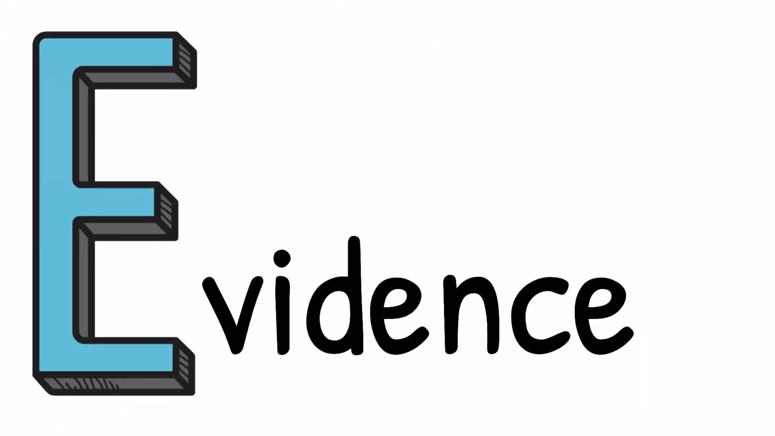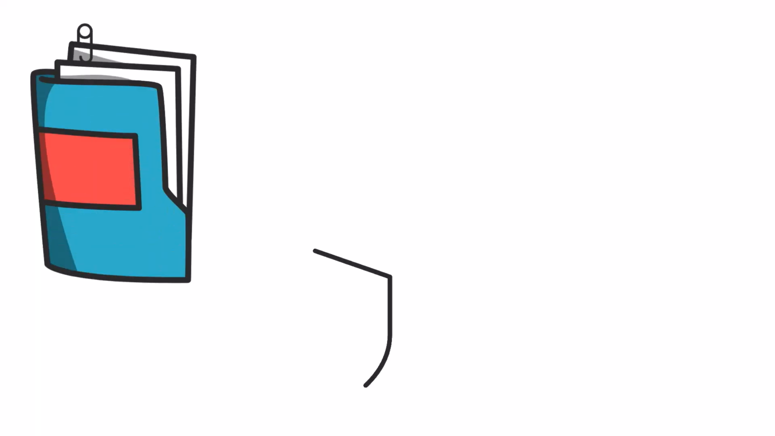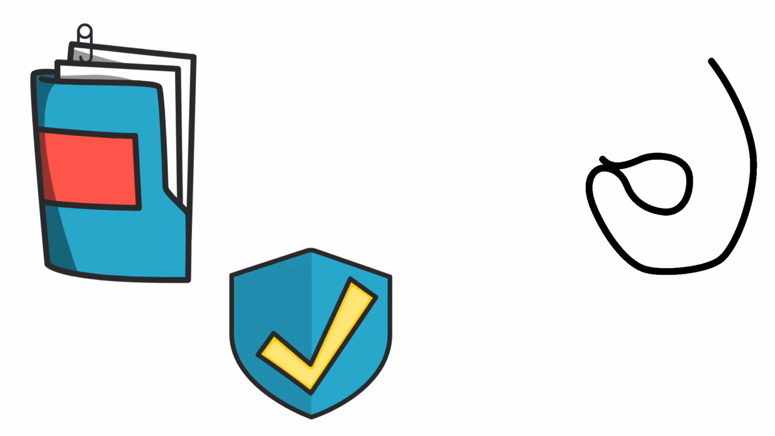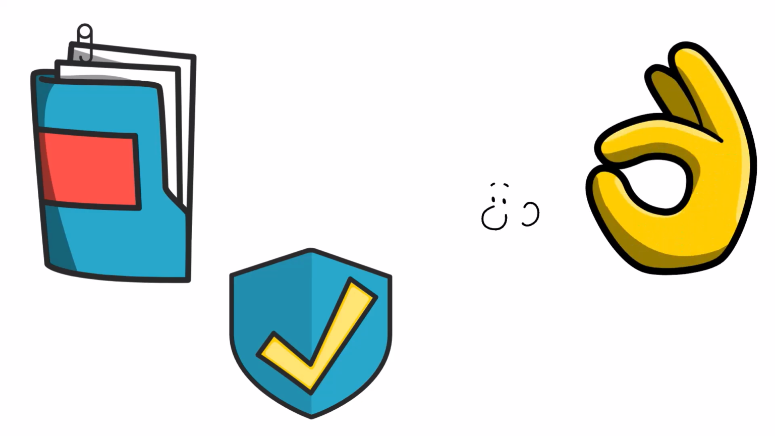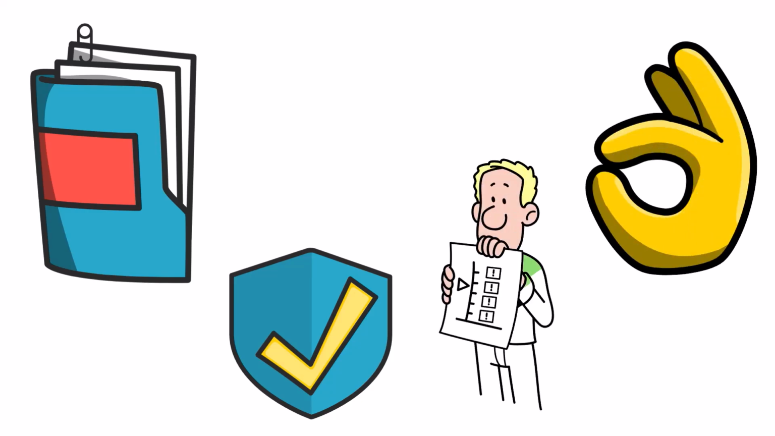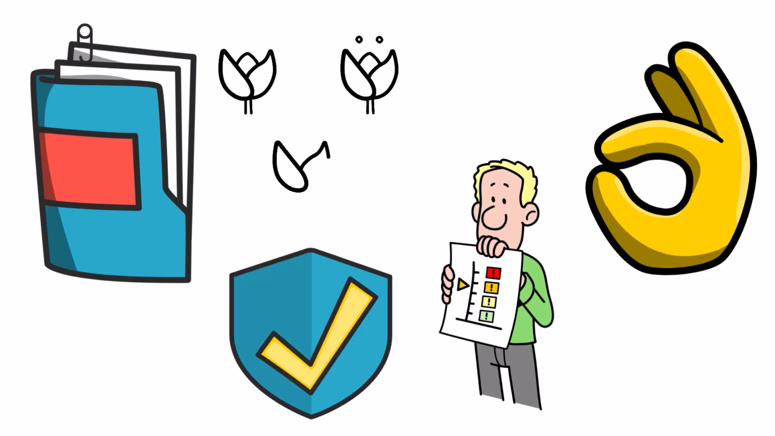E is for evidence. This is where you add proof to support your main idea. This proof can be a fact, a quote, or a statistic. It makes your writing believable. For example, according to the U.S. Department of Agriculture, honeybees pollinate 80% of our flowering crops.